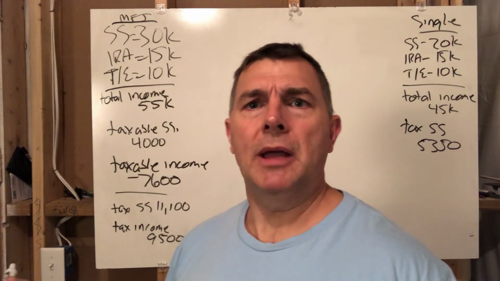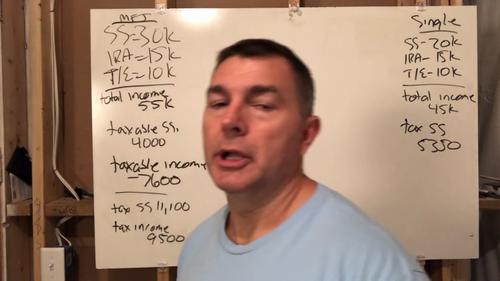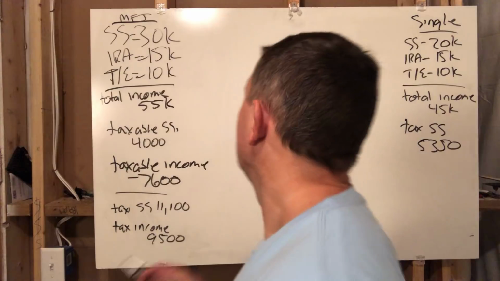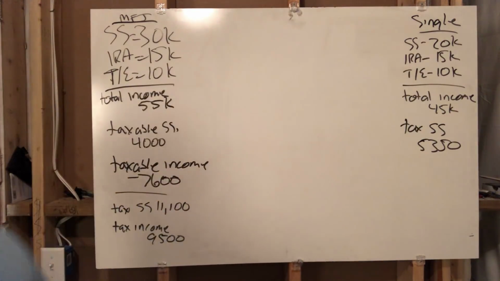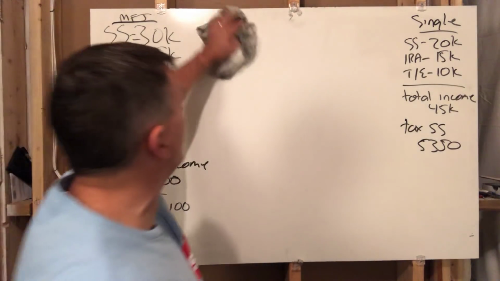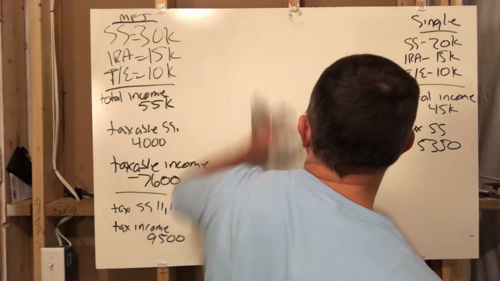Oh, but I don't need to worry about the widow's tax. Yes, you do. And that could be a man talking like that, by the way. All right, so now we've got to figure out what our AGI is. Adjusted gross income.